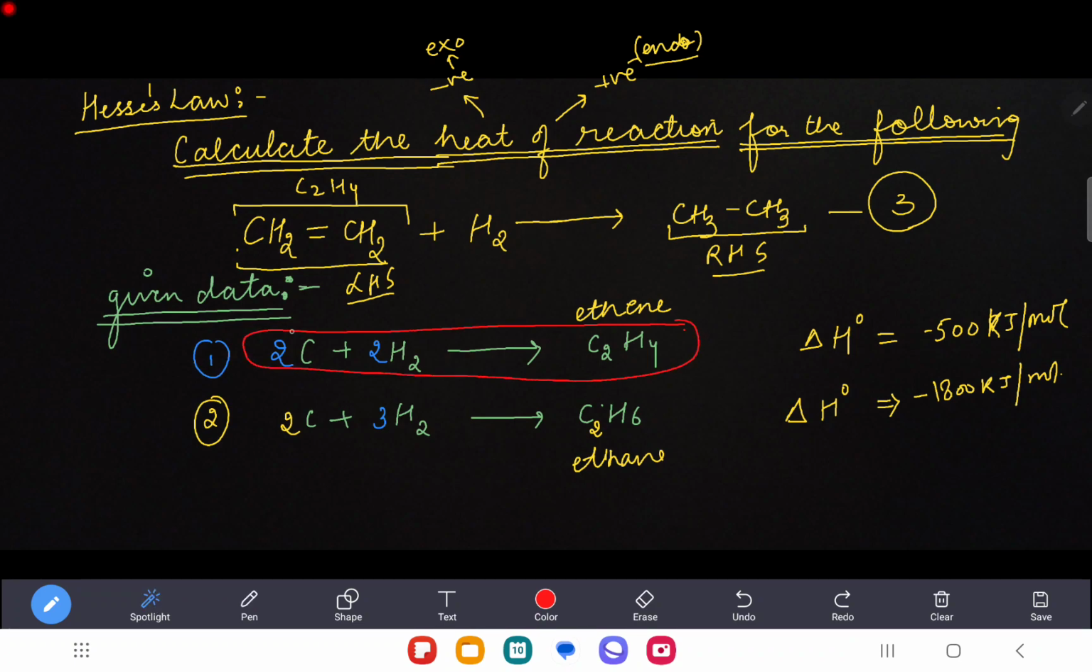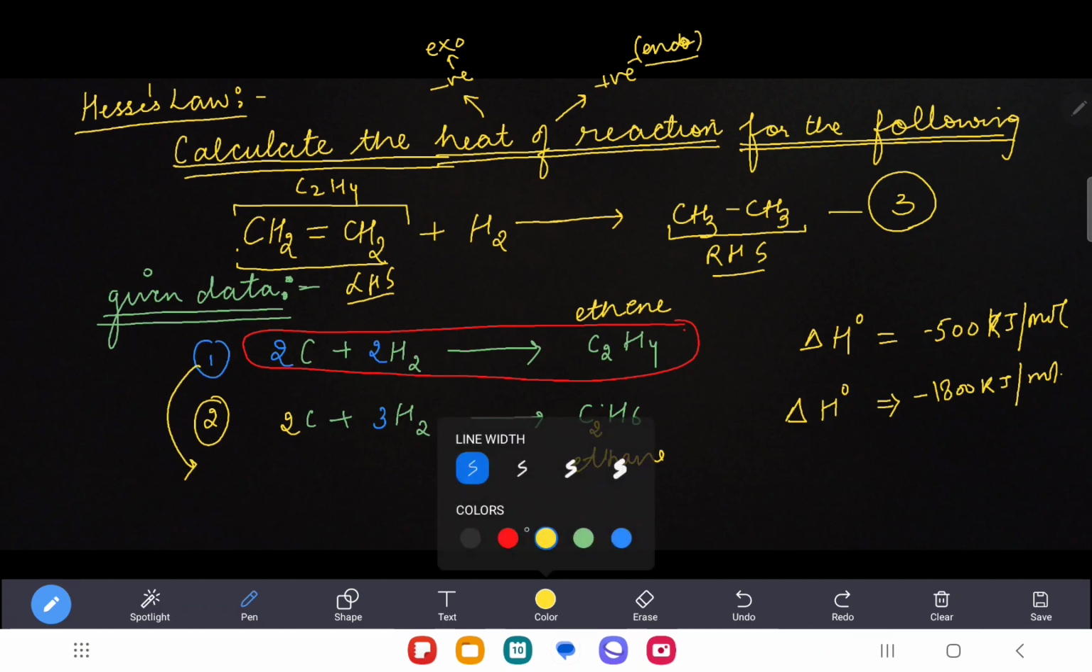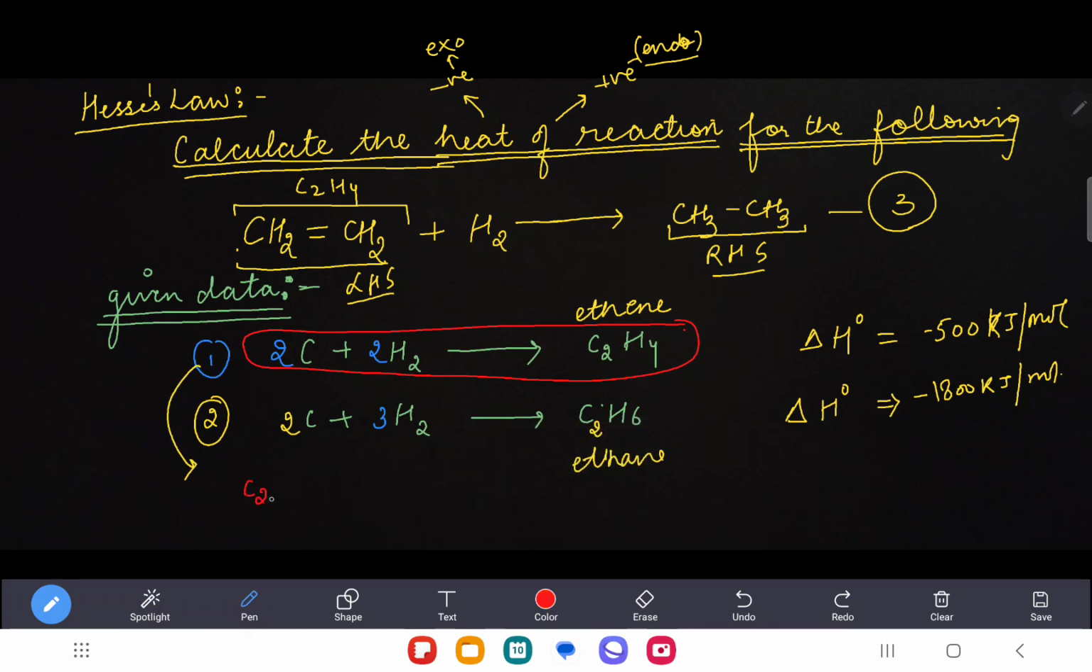Reaction number one's information tells me that delta H is minus 500 kilojoules per mole, which basically means it is an exothermic reaction. But when I reverse it, I hope you're understanding this has become an endothermic reaction. So I'm going to modify my reaction number one and write it this way: 2C2H4 will give me 2C plus 2H2.